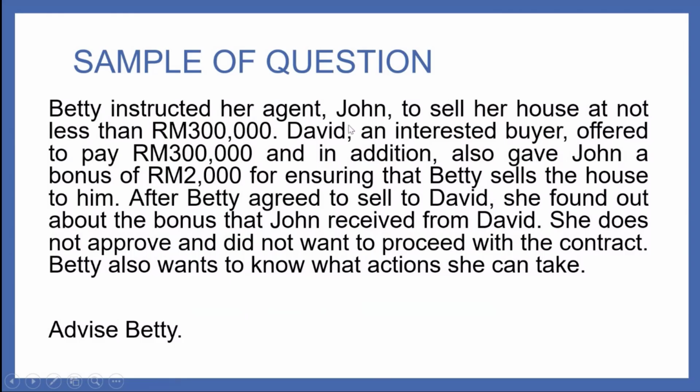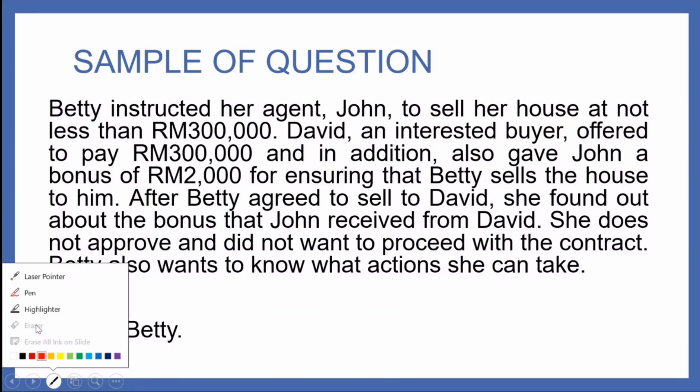Betty instructed her agent John to sell her house at not less than 300,000 ringgit. David, an interested buyer, offered to pay 300,000 ringgit and in addition also gave John a bonus of 2,000 ringgit for ensuring that Betty sells the house to him. After Betty agreed to sell to David, she found out about the bonus that John received from David. She does not approve and did not want to proceed with the contract. Betty also wants to know what actions she can take.